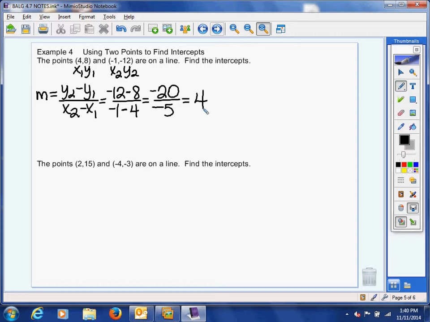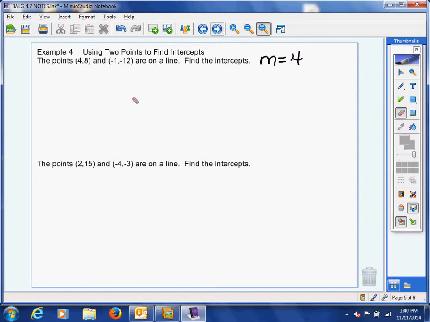So right away, I just added more information to my arsenal, and I'm going to write up here that m is 4. Please don't erase. I'm going to erase because I need the space. I don't have enough space here. I didn't create enough for myself. I write really big too, so that's a big problem for me.